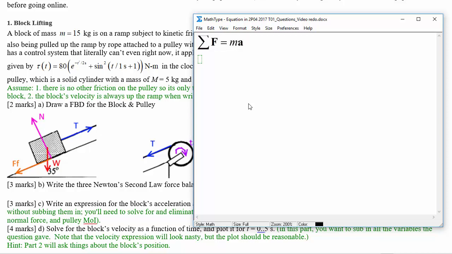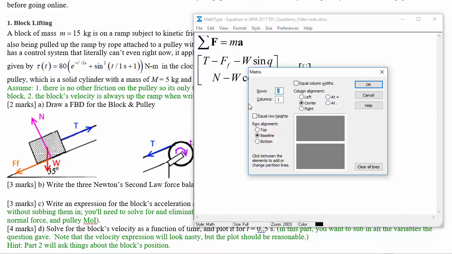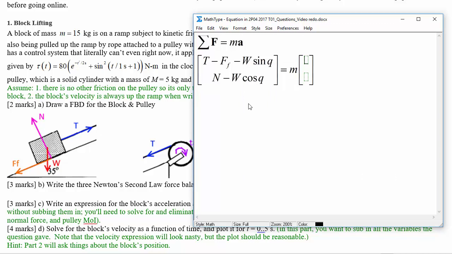And this is going to be in the x direction, T minus the friction force minus W sine of Q. Let's just call that angle Q. And in the vertical direction, that's going to be N minus W cos of Q for that angle theta. Now this is equal to the mass times, in the x direction, acceleration, and in the y direction, that's going to be 0. So that's the force balance equation.